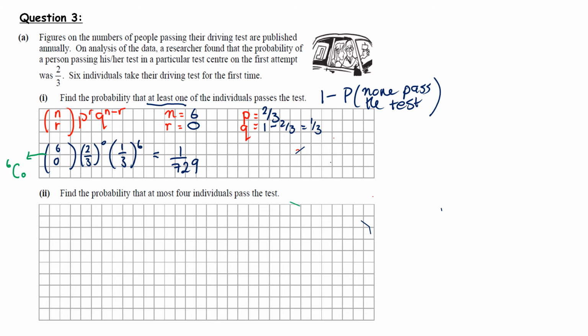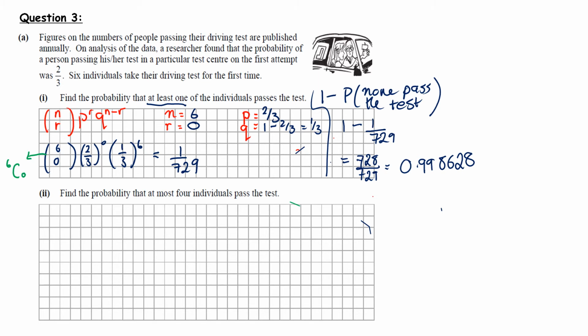So I want to figure out the probability that at least one passes the test. That's 1 minus the probability that none of them pass the test, so 1 minus 1 over 729. So the probability that at least one of them passes the test is 728 over 729, which if you want to leave it in decimal is 0.998628.